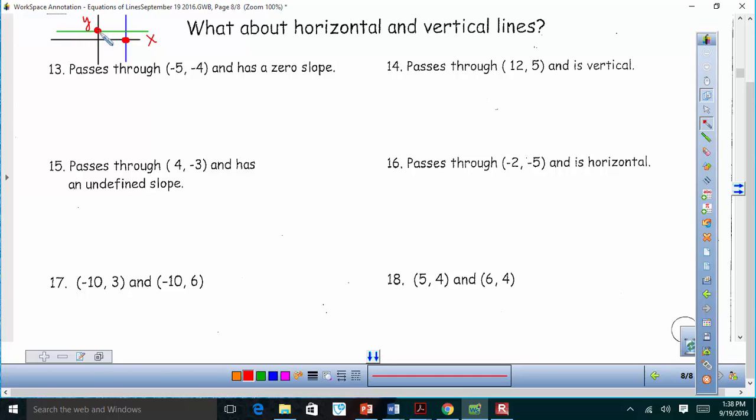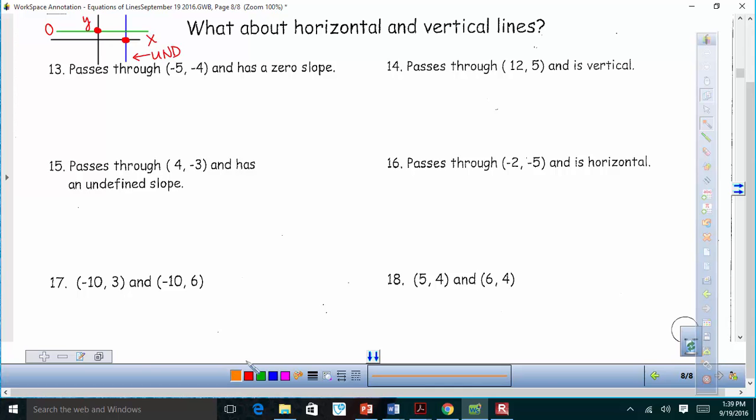Now, do y'all know what the slope is when it's going straight across and it never changes? Very good. So this slope would be 0. What about this slope? Very good. It's undefined. Perfect. Okay? So let's talk through these. This one says passes through -5, -4, and has a 0 slope.